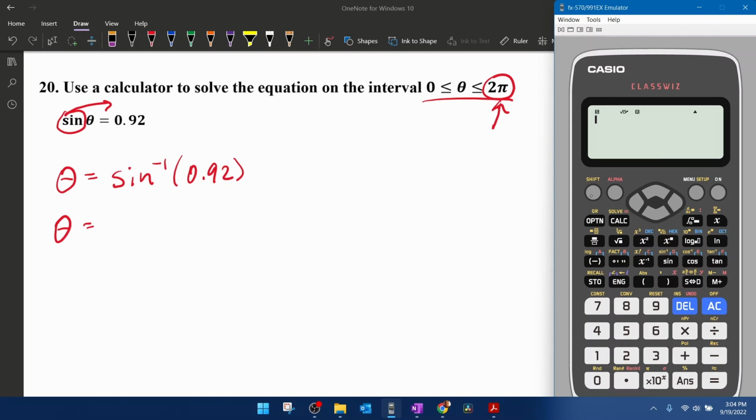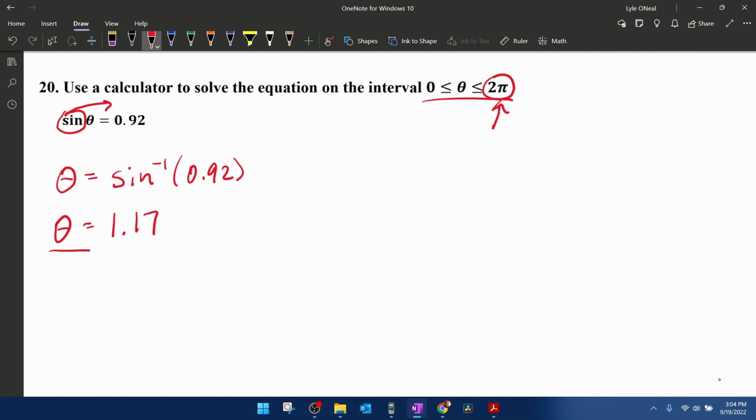So here we go. Inverse sine of 0.92 in radian mode is going to give me 1.17 rounded. Now that is my first angle, okay? That is a positive answer, and so is this guy. This is a positive value.